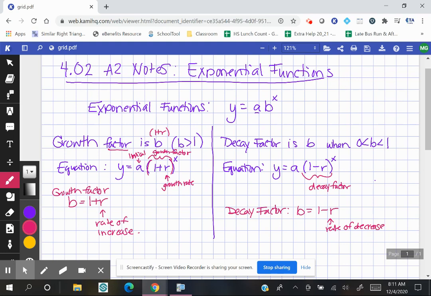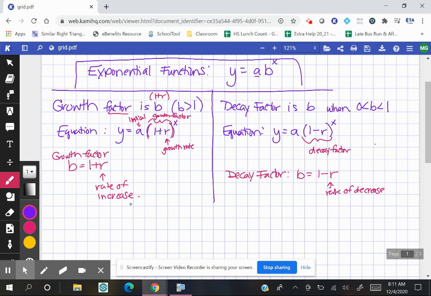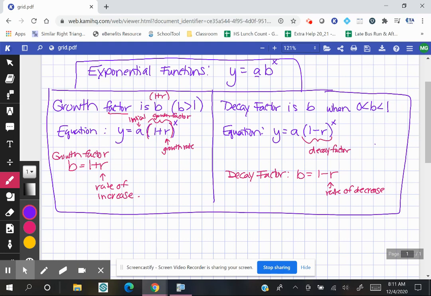Remember, you can't put percents into your equation. You always have to change your percent to a decimal first. Okay, so important equations to remember.